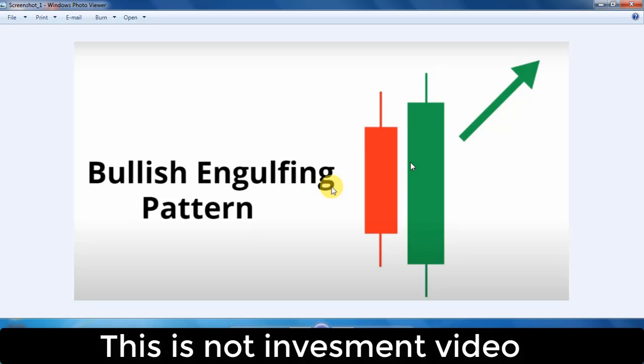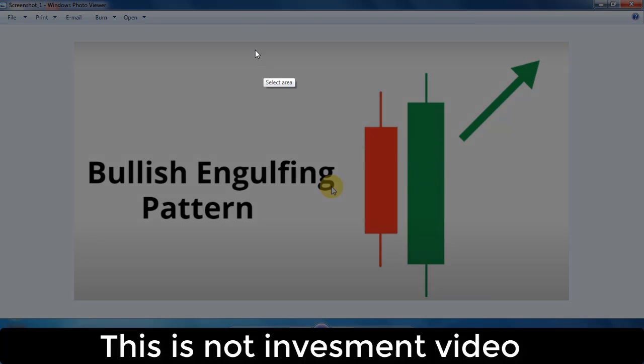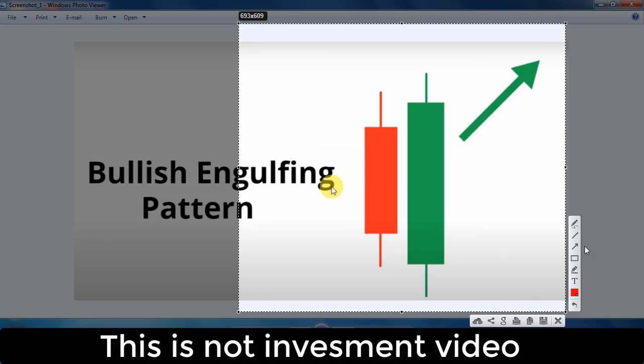When you see the candlestick, the market goes up, okay, if it crosses 50% of the candlestick when the market is up, okay.